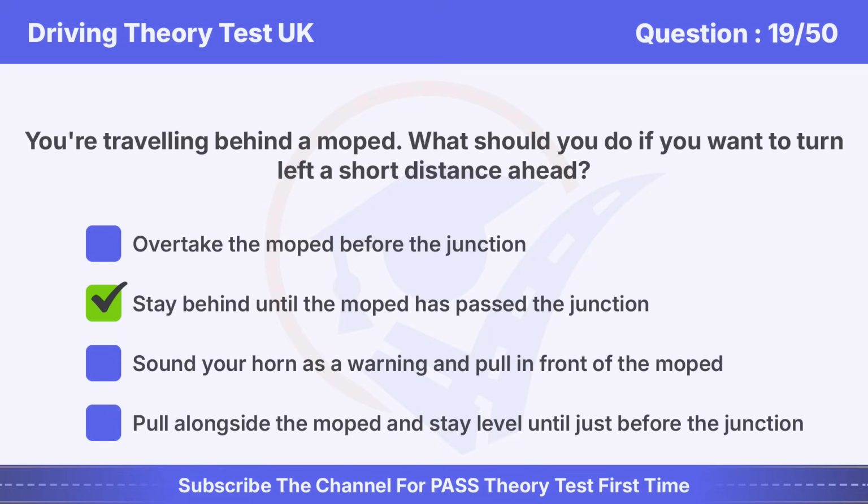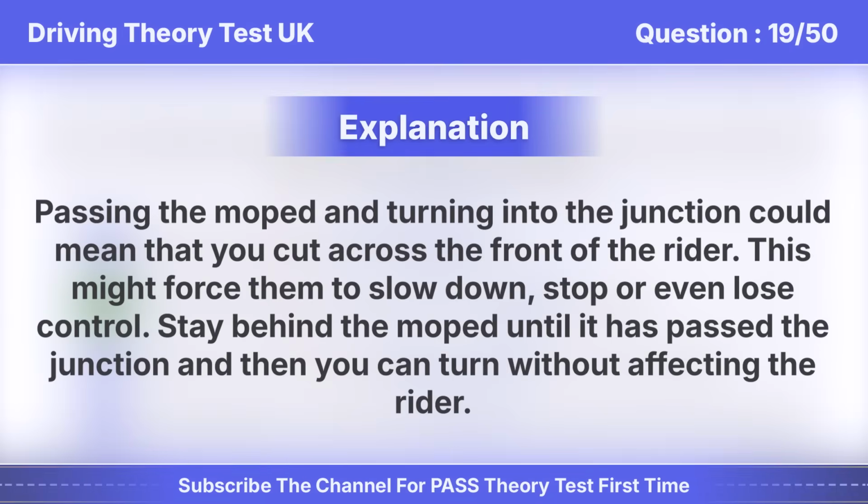Answer is B. Stay behind until the moped has passed the junction. Passing the moped and turning into the junction could mean that you cut across the front of the rider. This might force them to slow down, stop or even lose control. Stay behind the moped until it has passed the junction and then you can turn without affecting the rider.